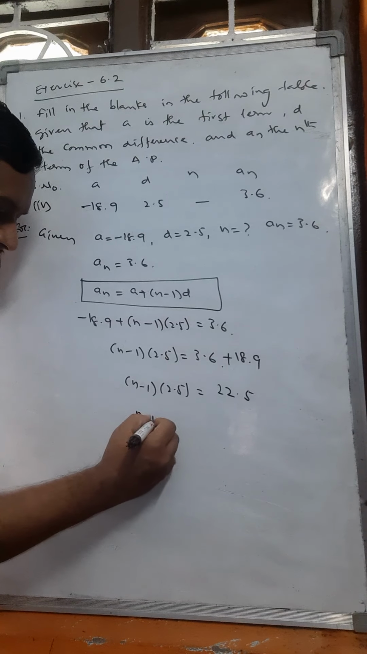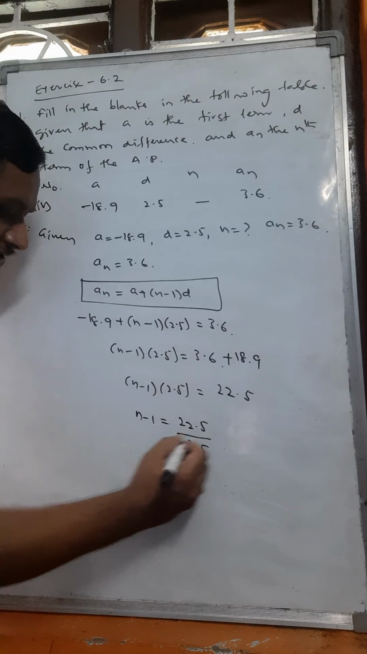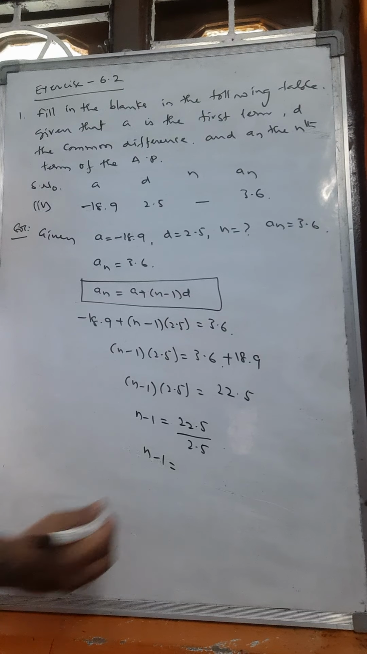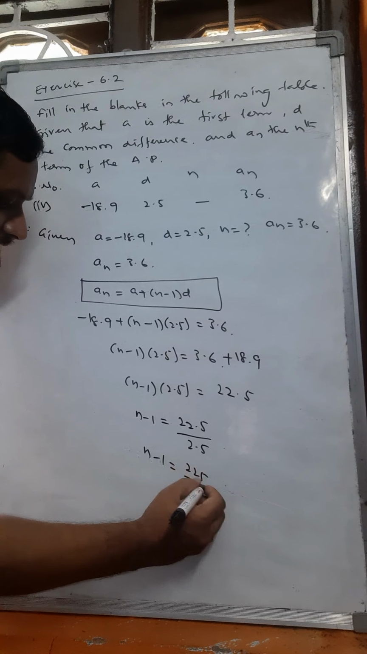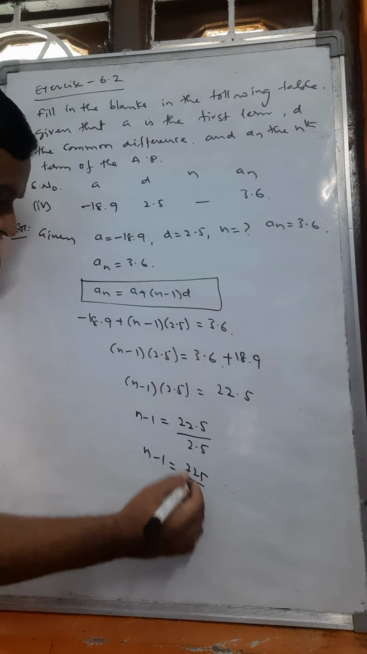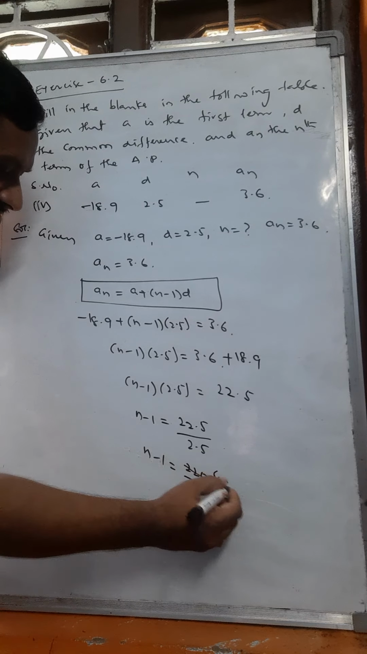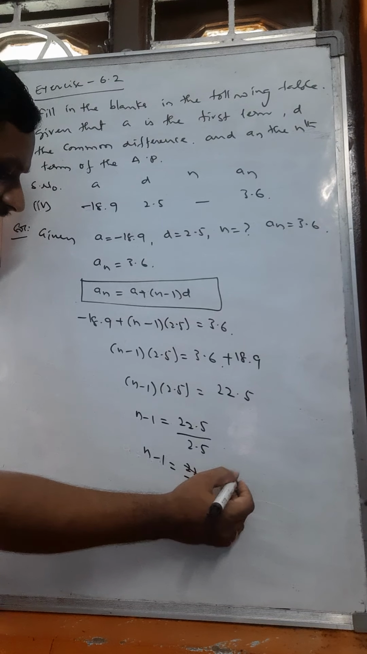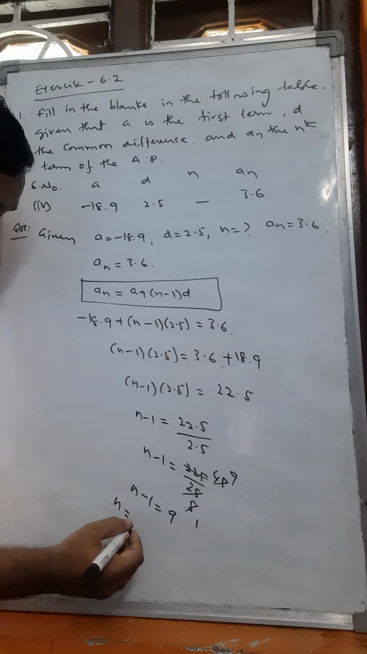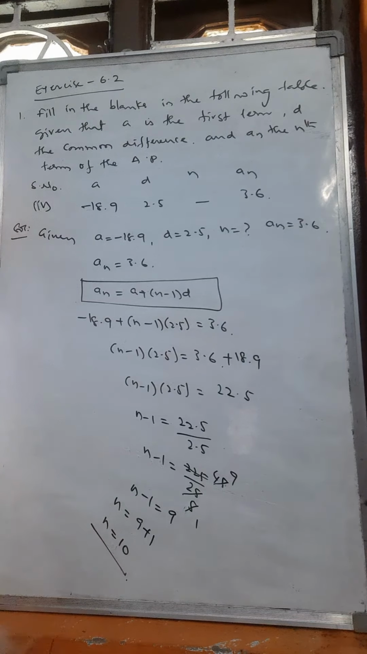So N minus 1 is equal to 22.5 by 2.5. We can remove the decimal points, so 225 by 25. 5 4s are 20, 5 5s are 25, 5 9s are 45. So N minus 1 is equal to 9. N is equal to 9 plus 1. N is equal to 10.